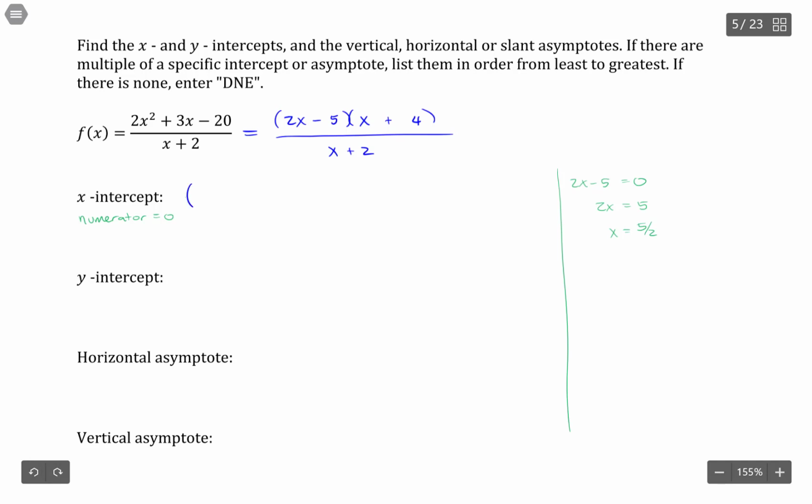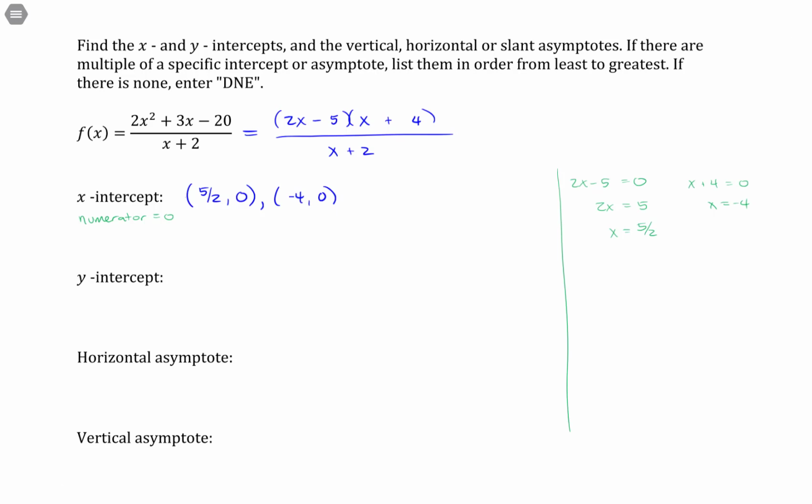So what that means is I have an x-intercept that has an x coordinate of 5 halves and a y coordinate of 0. And then likewise, if I have x plus 4 and then I set that to 0, that gives me x equals negative 4. So I have another x-intercept at negative 4 and 0.